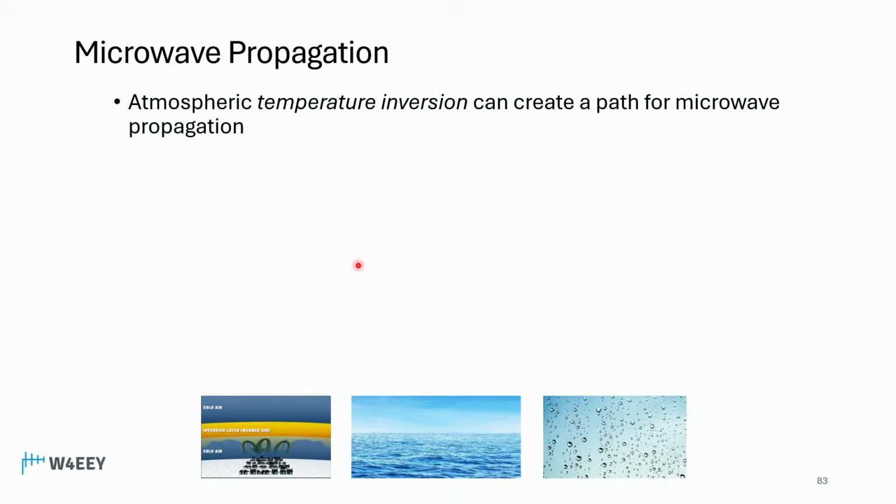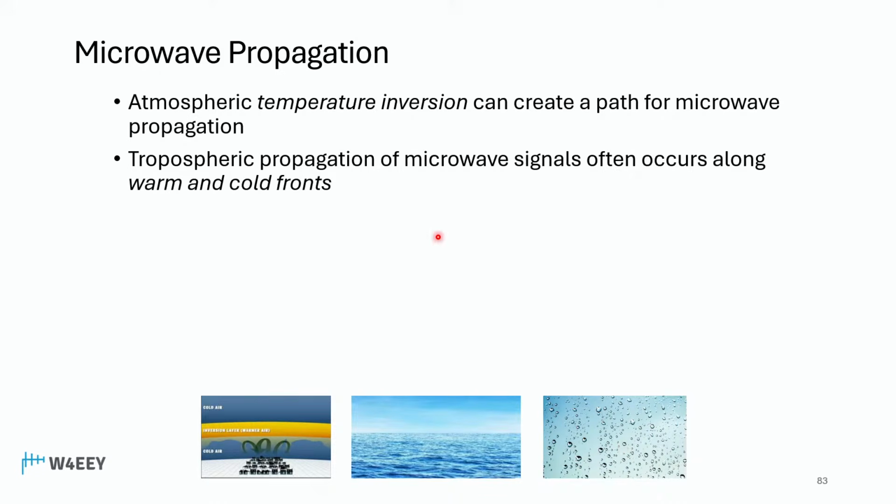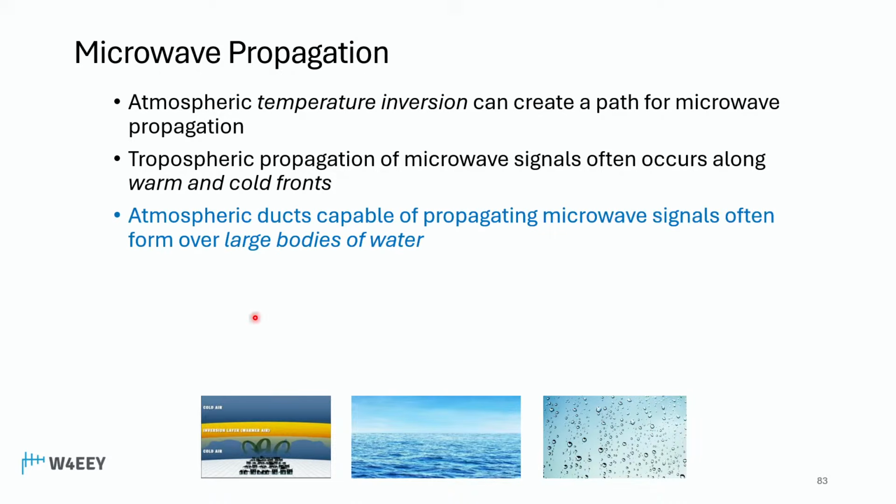Now microwave is fascinating. We're getting up into the gigahertz range now. Atmospheric temperature inversion can cause a path for microwave as well. We were talking about VHF just now. So here's our temperature inversion thing. We've got bodies of water, and here we've got some raindrops. Tropospheric propagation of microwave signals often occurs along warm and cold fronts. We were talking about bodies of water, but warm and cold fronts can cause this inversion as well, weather fronts forming over large bodies of water.